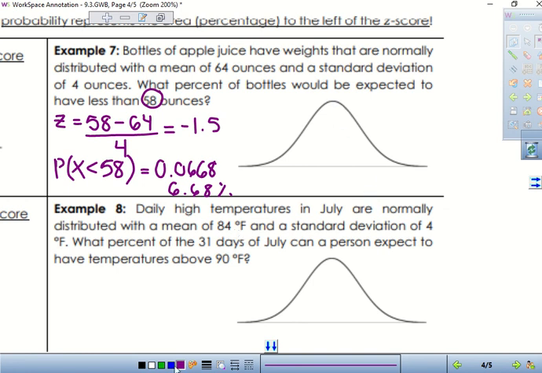I want to show you what this would look like on the table. With a standard distribution curve, this right here is 0. This is negative 1. And this here is negative 2. So negative 1.5 falls somewhere between negative 1 and negative 2, right? So it's all of this. This is what we just calculated right here. Everything to the left of that. 6.68% of the data is to the left of that.